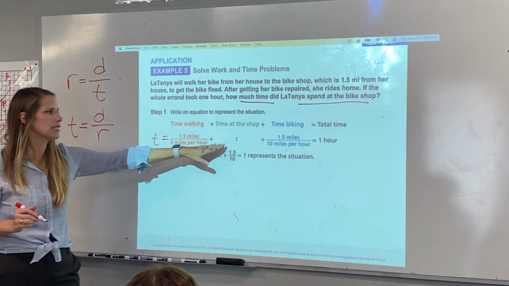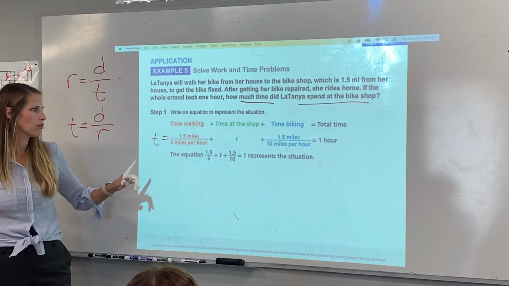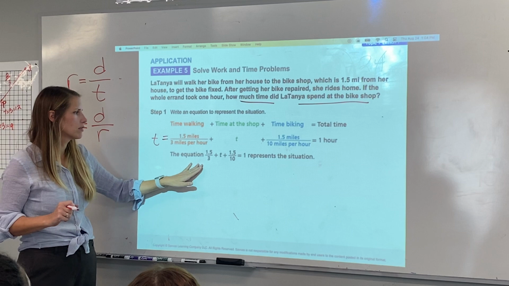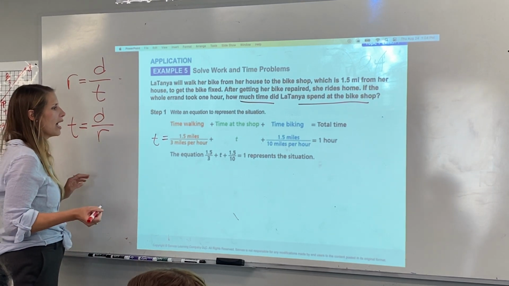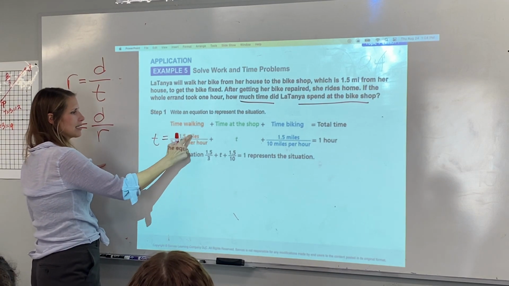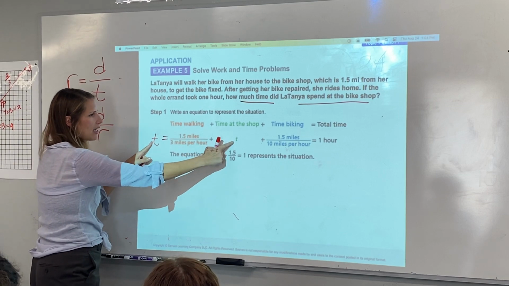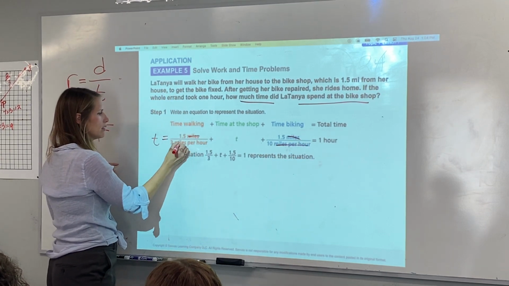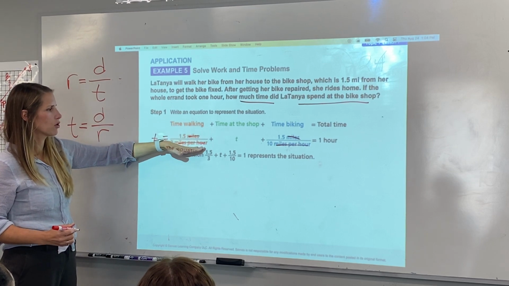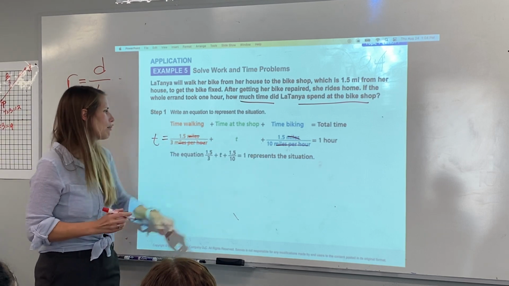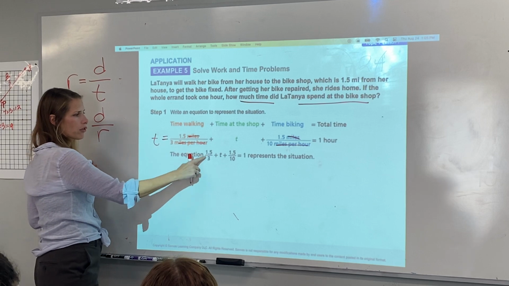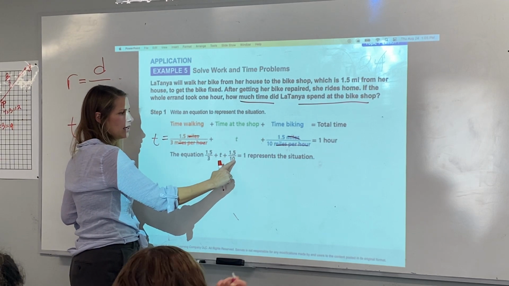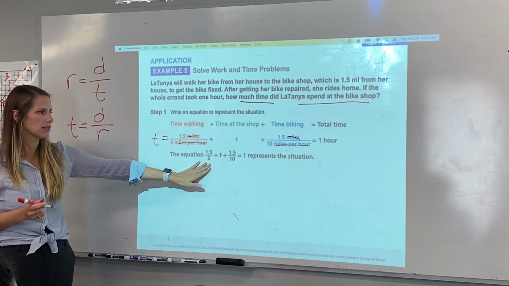Does everybody understand how we set up our equation? Just so it makes sense, we have a missing number, we have values everywhere else. So we only have a missing number. Okay, so now we're gonna take our numbers here. Since these equal time, and this is time, and this is time, and miles per hour also equals time, we don't need our units anymore because comparing the distance with the rate is time. So it's time, time, time. So we're just gonna write that as 1.5 over 3 plus t plus 1.5 over 10 equals 1. And that equation is what represents the situation.